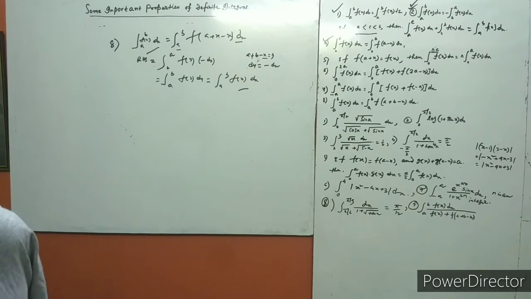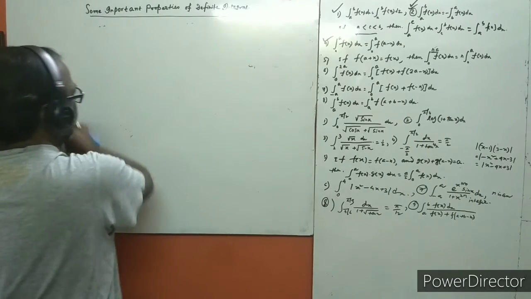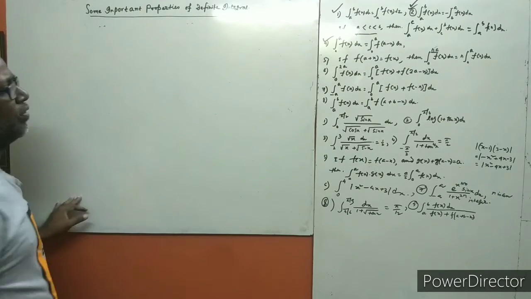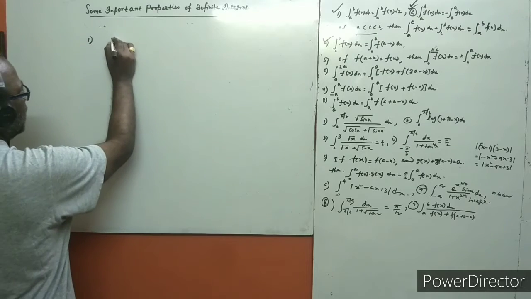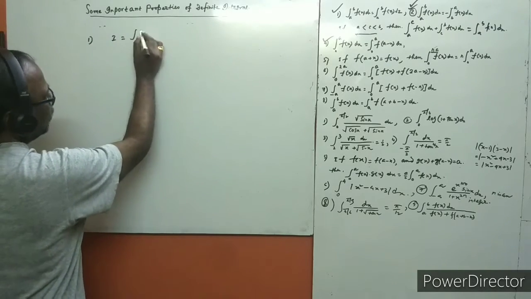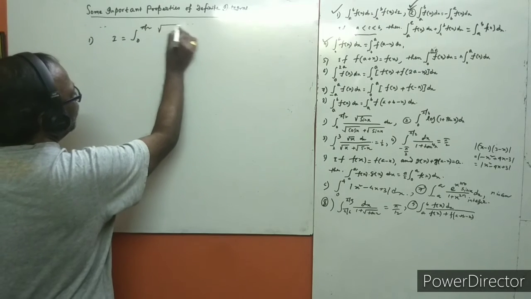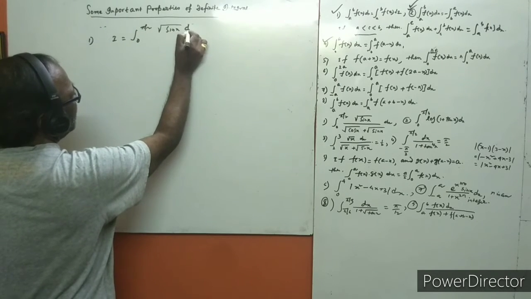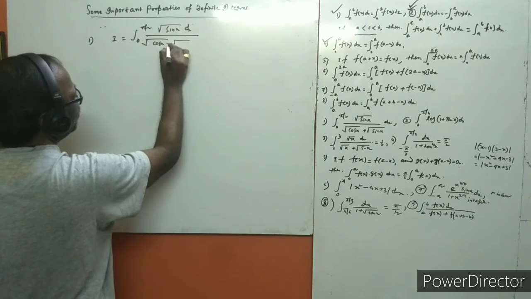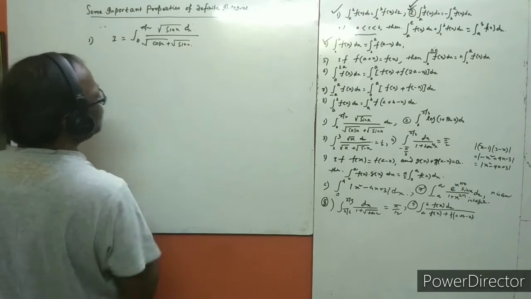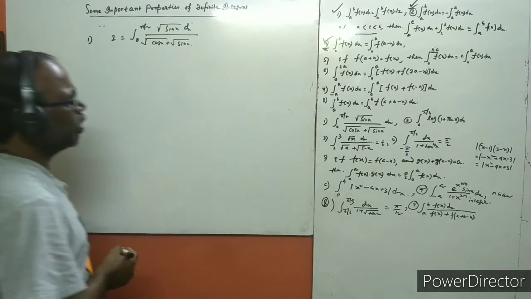Now the discussion about some problems with the help of these 8 points. See, for question number 1, let us assume I is the integral from 0 to pi by 2 of root sin x dx over root cos x plus root sin x. We have to use the formula of point number 4. This is a very important point.